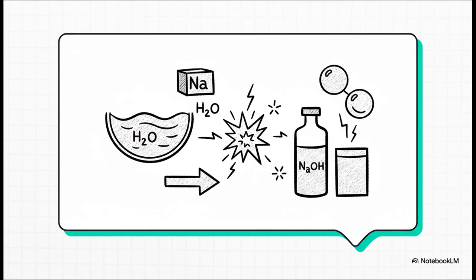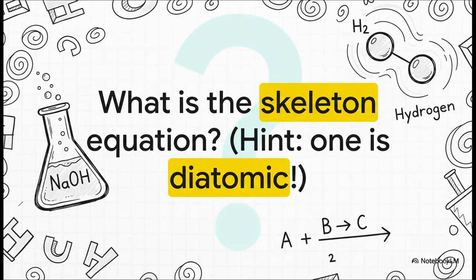Okay, practice time. Let's try an example. Imagine you're told sodium reacts with water to produce sodium hydroxide and hydrogen gas. How would you translate that into a skeleton equation? So, what do you think? What's the skeleton equation gonna be? Take a close look at the products. We've got sodium hydroxide and hydrogen gas.